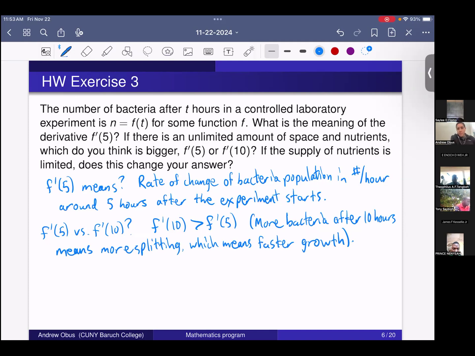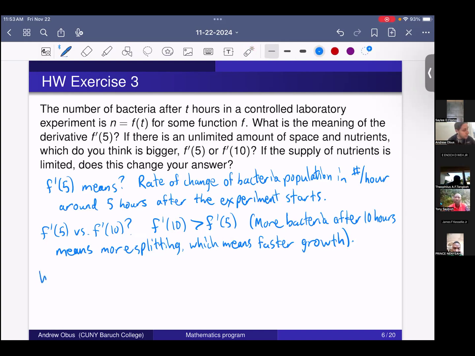Right, so more bacteria after 10 hours means more splitting, which means faster growth. And so remember, this derivative represents a rate of change. So we're saying that the rate of change at 10 hours should be faster than the rate of change at 5 hours. This is assuming we have unlimited space and unlimited nutrients, right? But now imagine these bacteria are maybe in a small petri dish and there's only some food in the dish, maybe not lots of food, just some food. And maybe as we get toward 10 hours, the carrying capacity of the dish starts to get exceeded by the number of bacteria, right? So Kaifala asks, what if the space and nutrients are limited?